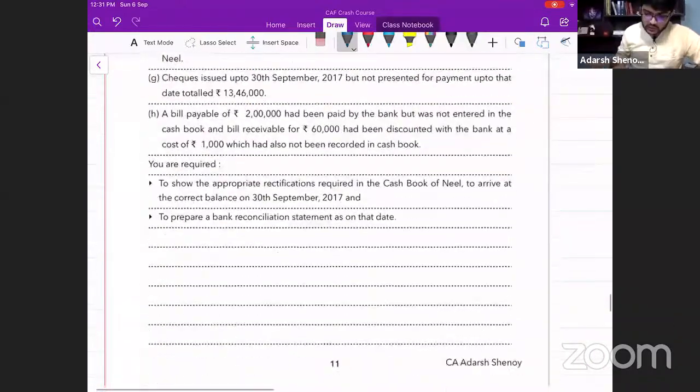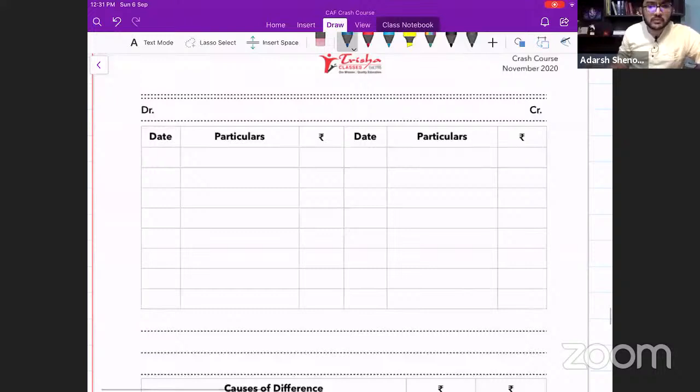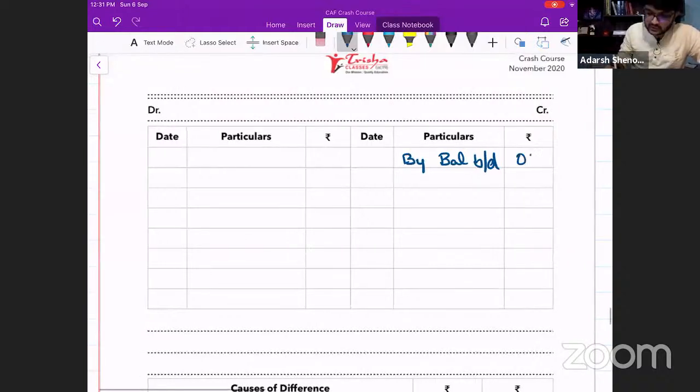Shall we do it? Whatever adjusted cash book item is there, I'll keep on doing it. First, tell me what is the balance. By balance carried down. It is overdraft balance. That is why I'm writing, brought down. Why do I always make a mistake over here? By balance, brought down. Overdraft balance, they said overdraft balance means credit balance. How much is the balance? 8,062.